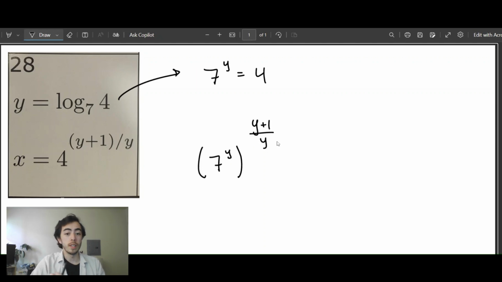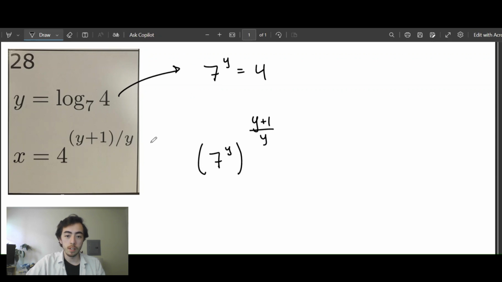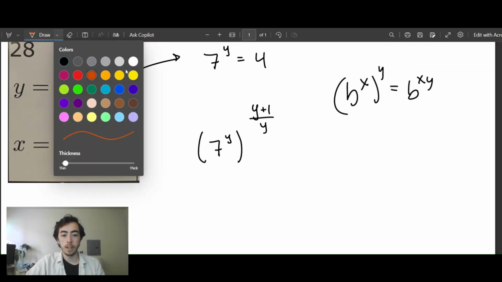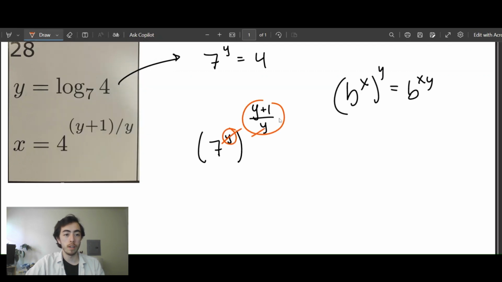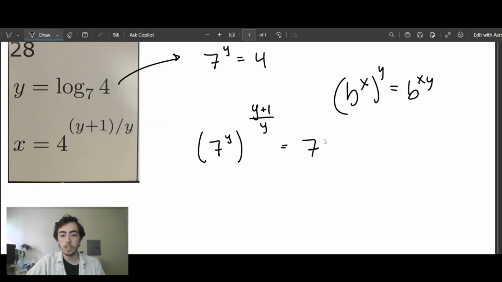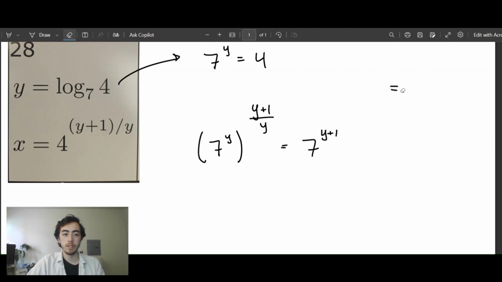The reason I'm doing it this way is because I know that when we have stacked exponents, like some base to the power of x to the power of y, you can just multiply those exponents. And when you end up multiplying y by this fraction, these two y's cancel out. And so this should just be equal to 7 to the power of y plus 1, which is a little bit simpler, right? I don't have any weird nasty fractions to worry about.